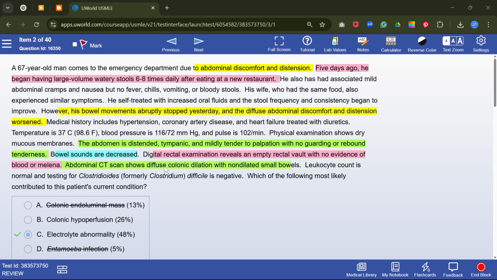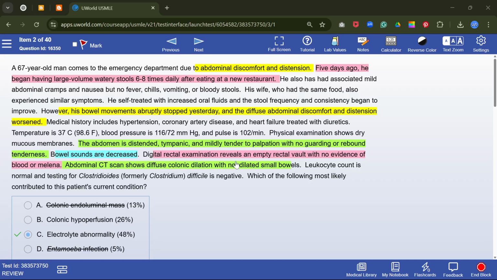The abdomen is distended, tympanic to percussion, mildly tender to palpation, with no guarding, and bowel sounds are decreased. Rectal examination reveals an empty rectal vault with no evidence of blood. Abdominal CT shows diffuse colonic dilatation with non-dilated small bowel. Leukocyte count is normal. Testing for C. difficile is negative. So, what is your diagnosis?